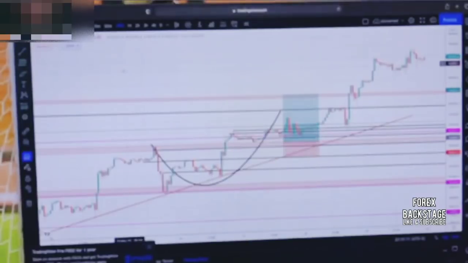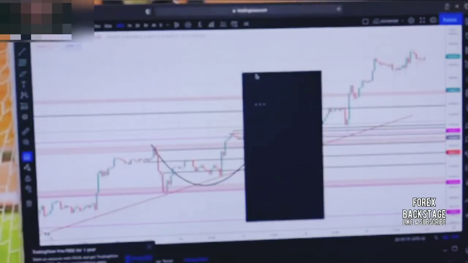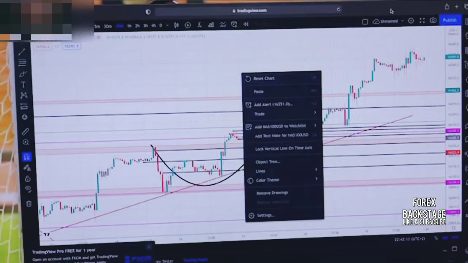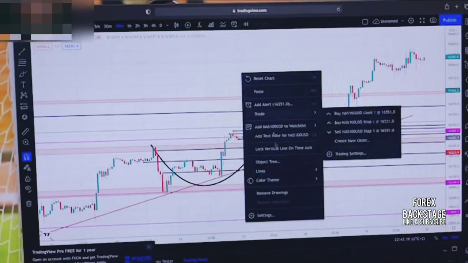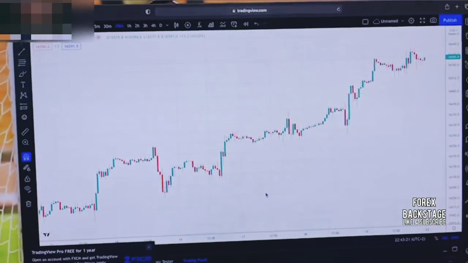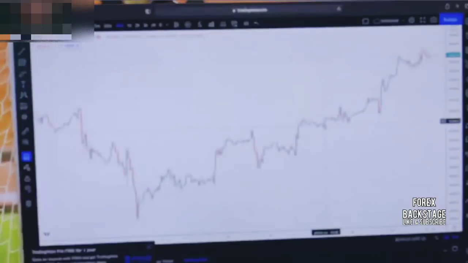I'm gonna erase all the analysis like it says. Just let it load. I don't know why we're experiencing this. Okay, that's fine. I'm removing all the analysis. You see guys, starting off on a clean chart.